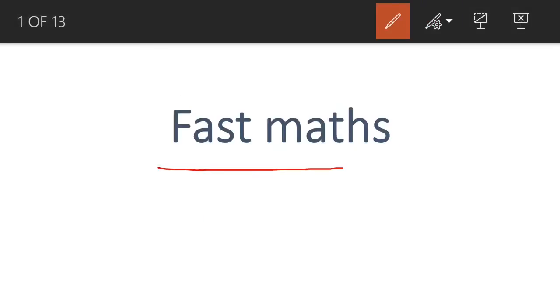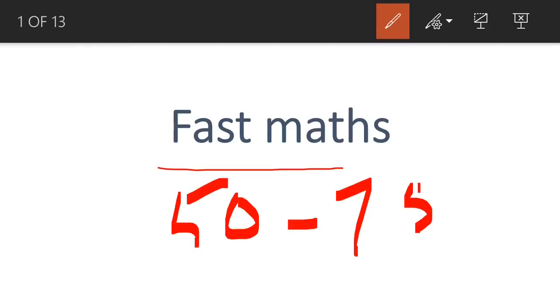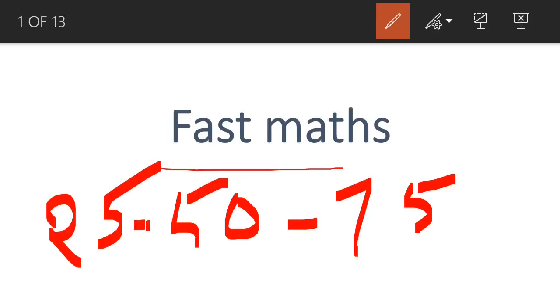Hello friends, today we are going to see some important math tricks to square a number which is near 50, that is 50 to 75 and 25 to 50. In this range we are going to square any number using the tricks. So let's quickly see the tricks.